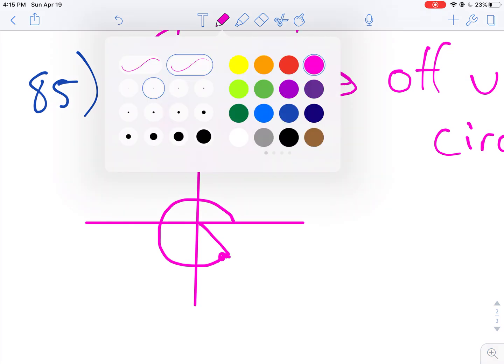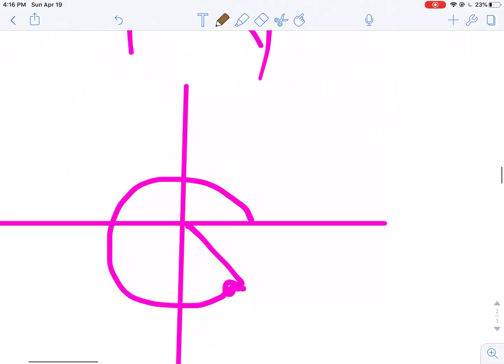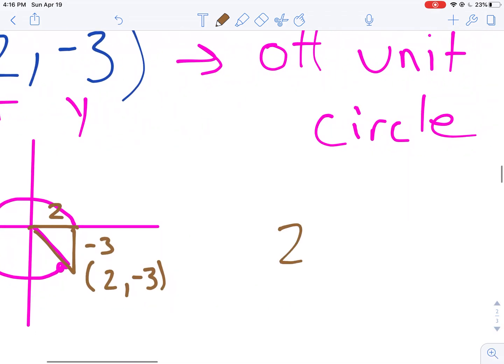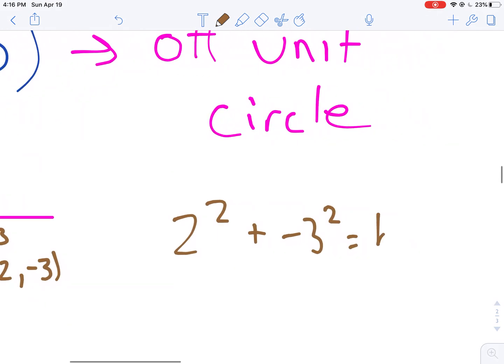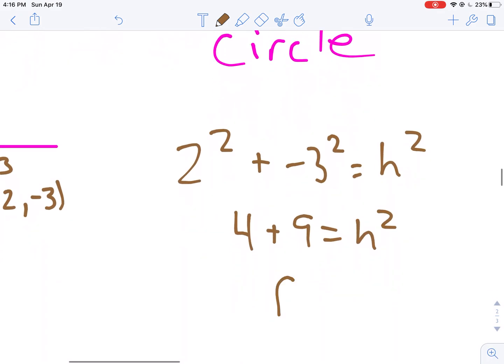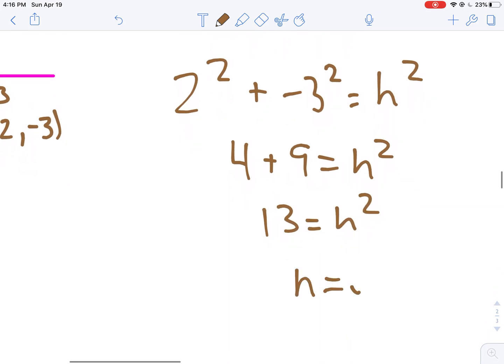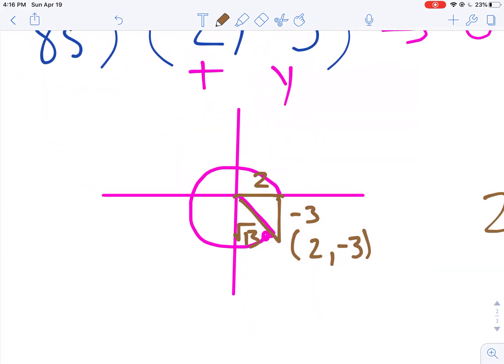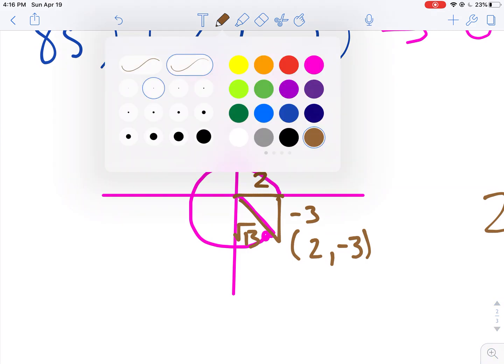So now I'm going to go through and I'm going to say to myself, oh, I actually have a new triangle that I'm looking at. I have this point here, 2, -3, so that means my opposite is -3. My adjacent is 2. I'm going to have to quickly do 2 squared plus -3 squared is equal to my hypotenuse squared. I've got 4 plus 9 is equal to my hypotenuse squared. 13 is equal to my hypotenuse squared. My hypotenuse is equal to the square root of 13. So I'm going to come over here and put in the square root of 13. And now I've got this angle theta that I'm looking at.